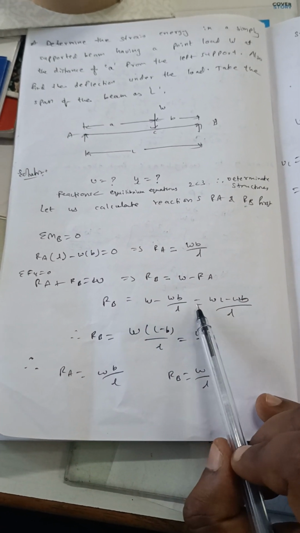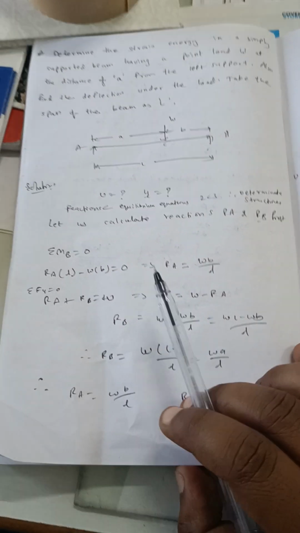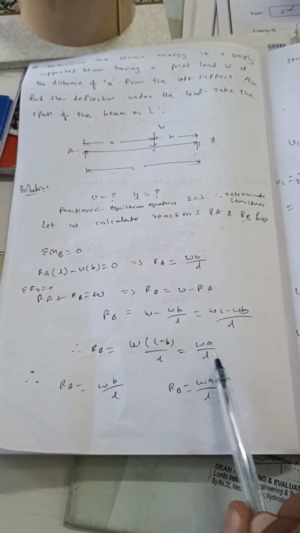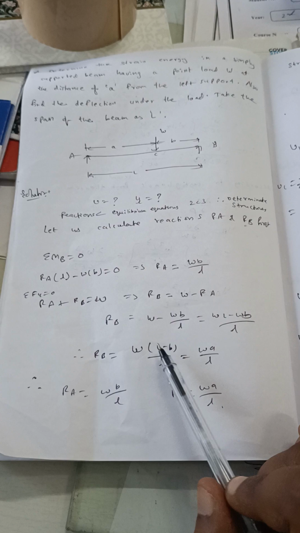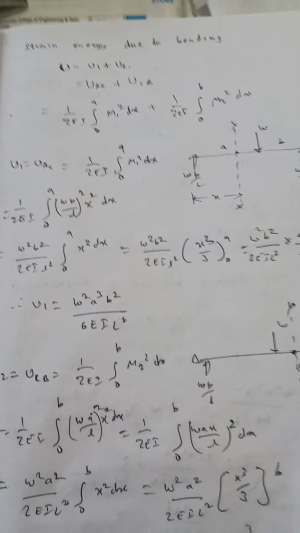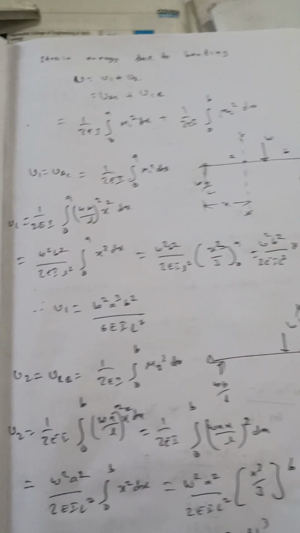RB equal to WL minus WB by L. So RB equal to WA by L. In this way we can find RA and RB. Now strain energy due to bending, U is equal to U1 plus U2. What is U1 and what is U2?